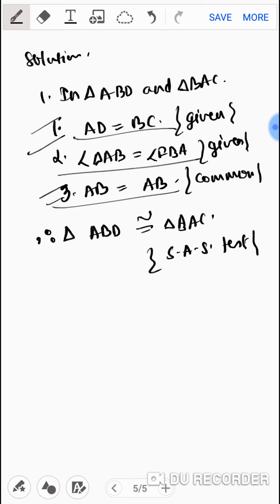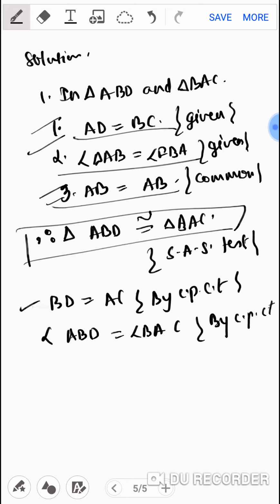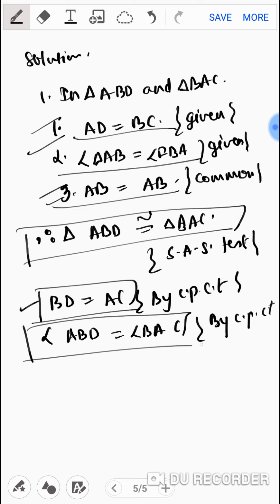Clear? Okay. Once you got these two triangles congruent, can we take BD is equal to AC by CPCT? And can we also take angle ABD is equal to angle BAC, again by CPCT? Done. So that was your first part of your question, second part and third part. So all the three things are proved.